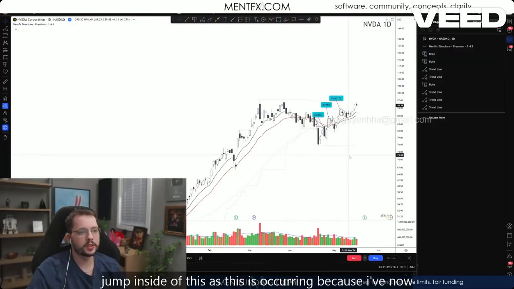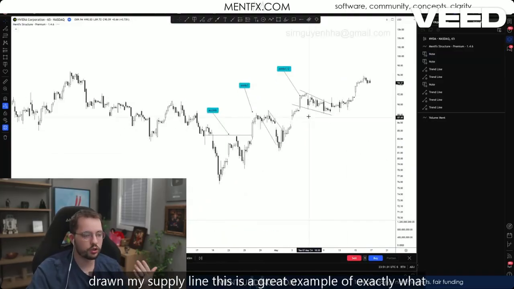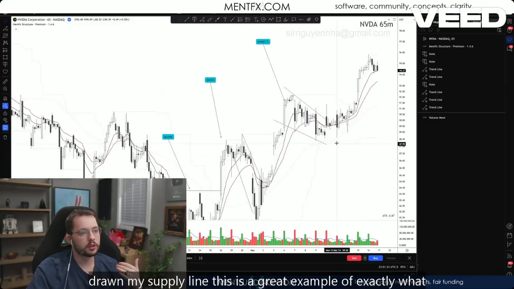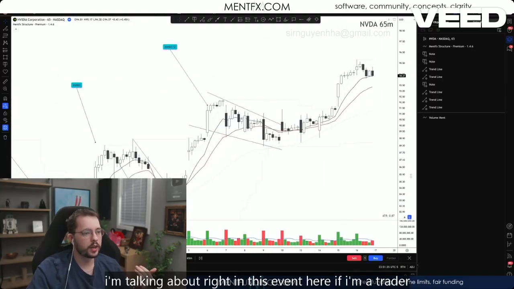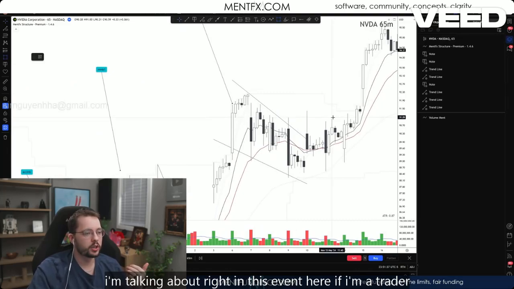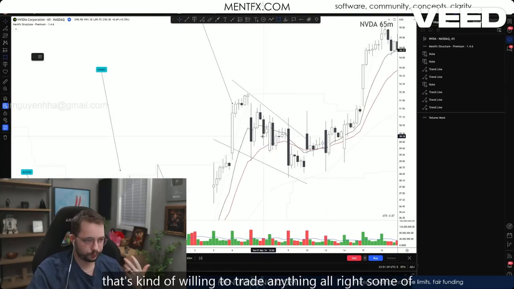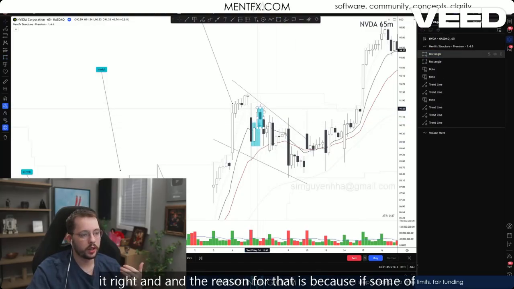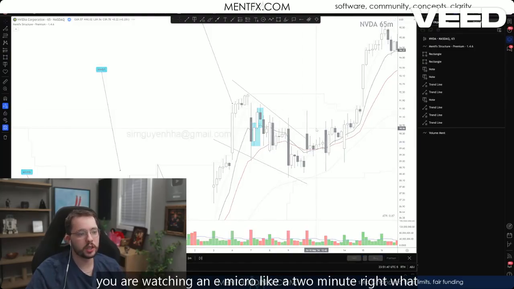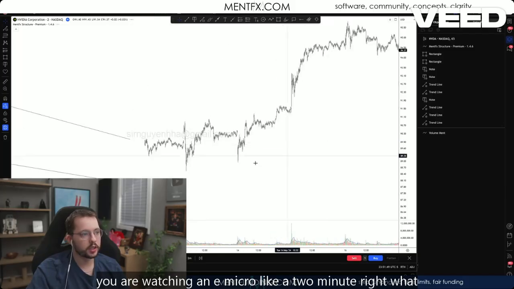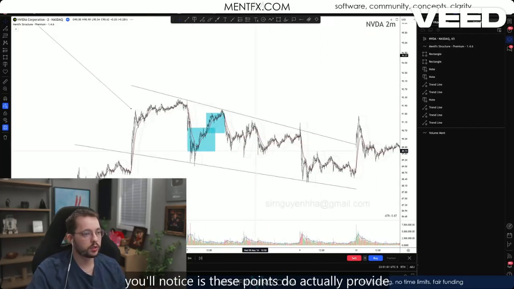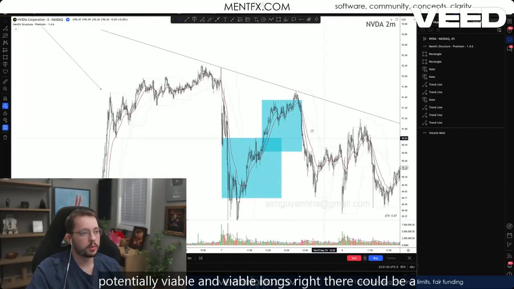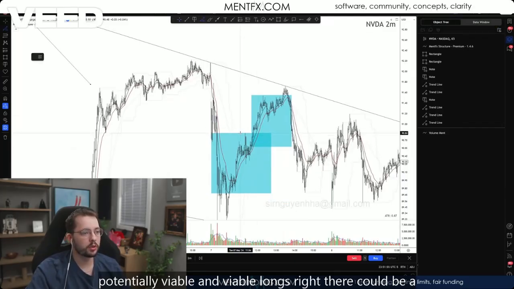All right, but if I now jump inside of this, as this is occurring, because I've now drawn my supply line, this is a great example of exactly what I'm talking about. If I'm a trader that's willing to trade anything, some of you may even say that buy stopping here could be worth it. And the reason for that is if you're watching an E-micro, like a 2-minute, you'll notice these points do provide potentially viable and buyable longs.